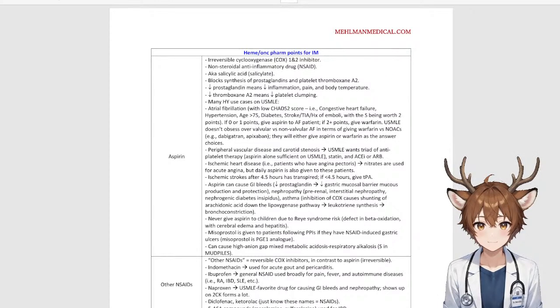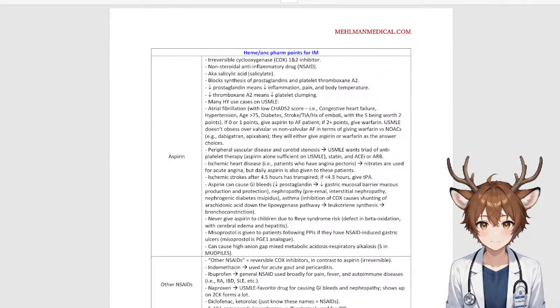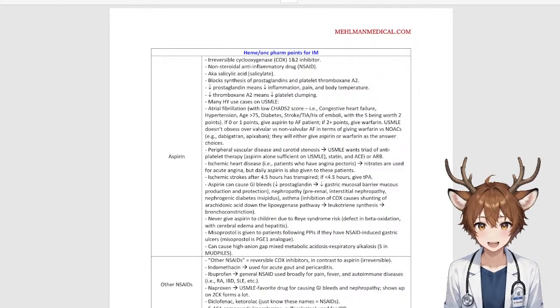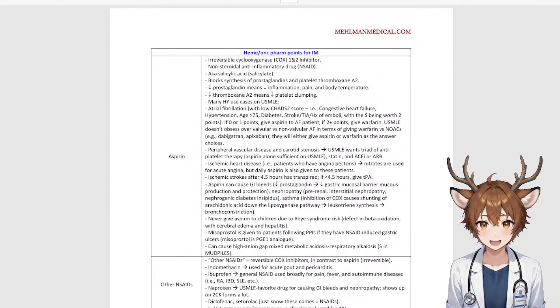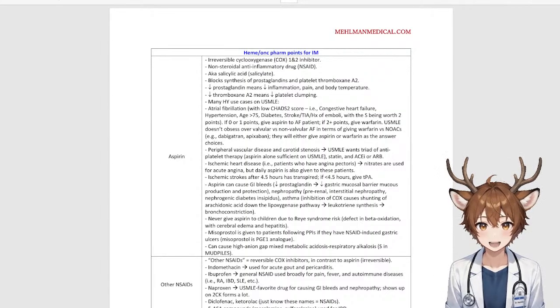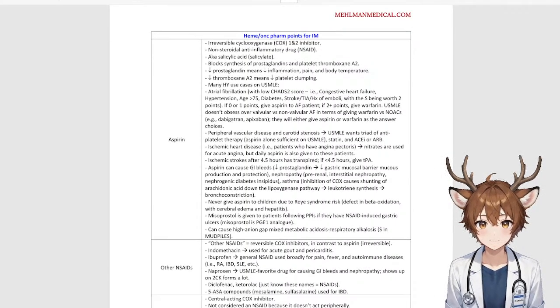Misoprostol is given to patients following a PPI if they have NSAID-induced gastric ulcers. Misoprostol is a PGE1 analog, can cause high anion gap mixed metabolic acidosis, respiratory alkalosis, the 5 in the S in mud piles.